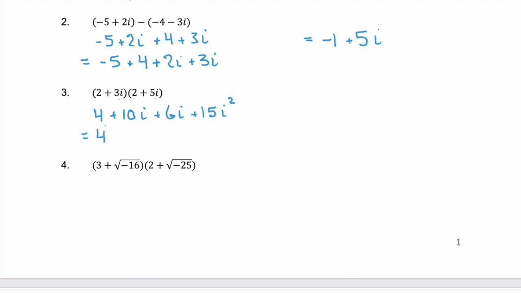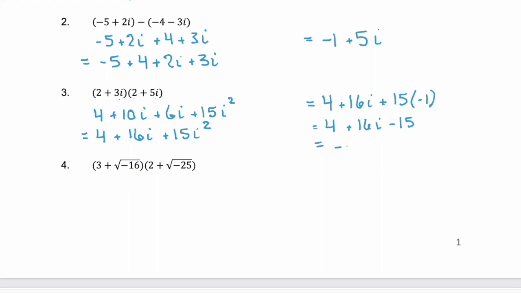4 is my only constant at this moment. Then I have 10i plus 6i, which is 16i, plus 15i squared. But recall, we can rewrite the i squared. So we have 4 plus 16i for our first two terms. Then we have plus 15. And i squared, if you remember, is the same as -1. So now if we multiply the 15 times -1, we have 4 plus 16i minus 15. And that simplifies to -11 plus 16i.